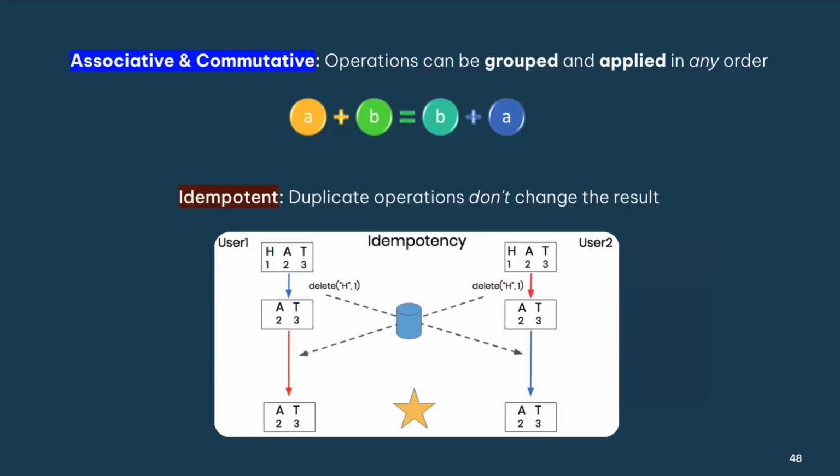CRDT operations are also associative and commutative, meaning operations can be grouped and applied in any order. They're also idempotent, so duplicate or repeated operations don't change the outcome. And all these properties help to maintain consistency in distributed systems. They ensure that variations in the order of event delivery or repeated message delivery do not lead to inconsistencies.